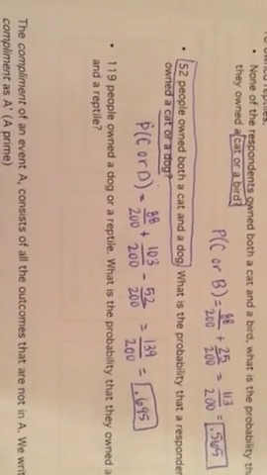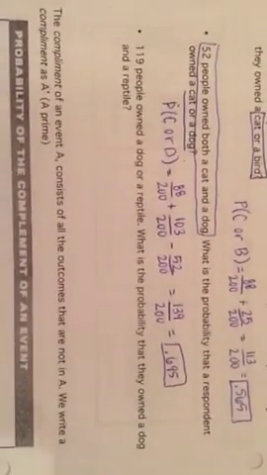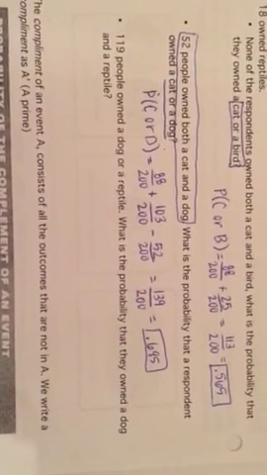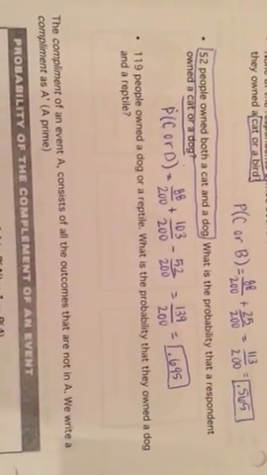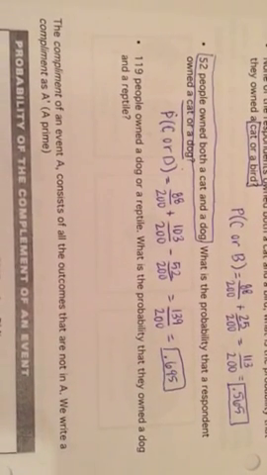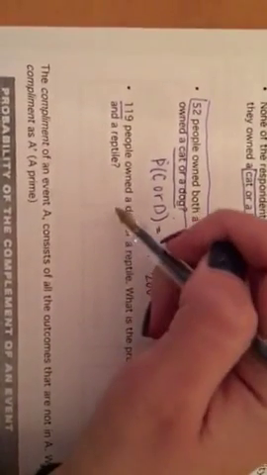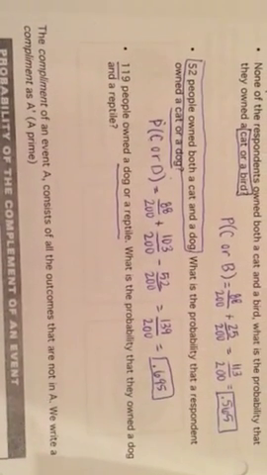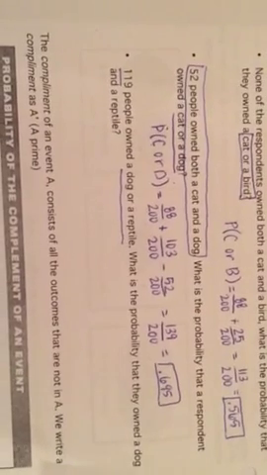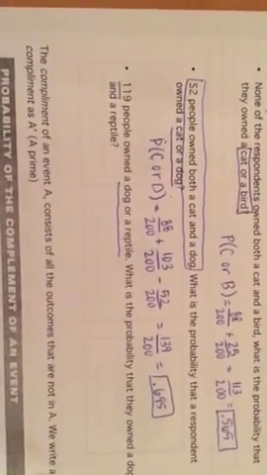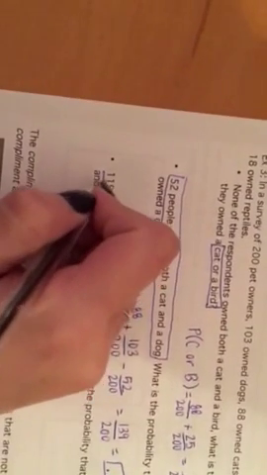Okay, the last bullet point is the trickiest. It tells me 119 people owned a dog or a reptile. What is the probability that they owned a dog and a reptile? We really need to pay attention to the ors and the ands because they are two very different probabilities. They're giving me the or: 119 owned a dog or a reptile. We're trying to find the probability that they owned a dog and a reptile.